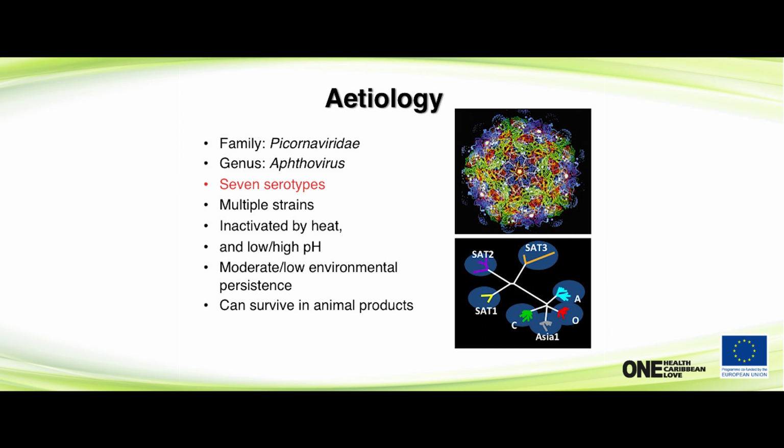And in addition to the 7 serotypes, which complicate matters when we come to control of the disease, there are also multiple strains within some of the serotypes. So it's a very variable virus. It's inactivated by heat, and it's not very stable outside of the neutral pH range. So it's readily inactivated by acids or alkalis. And in fact, it has a moderate or low environmental persistence.